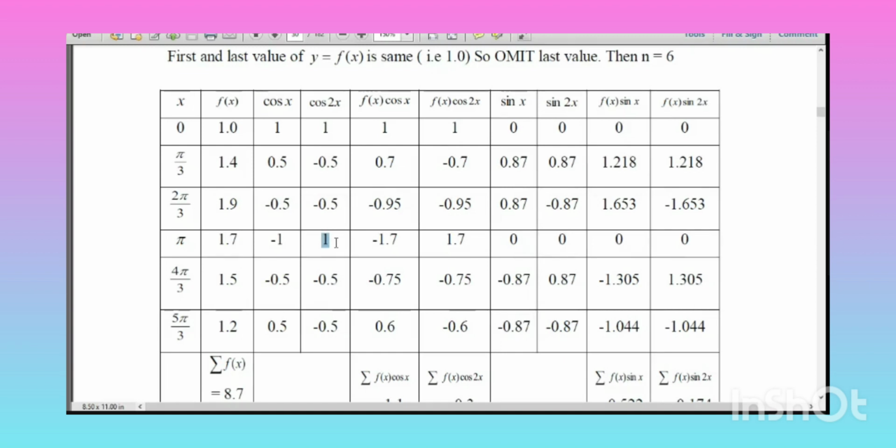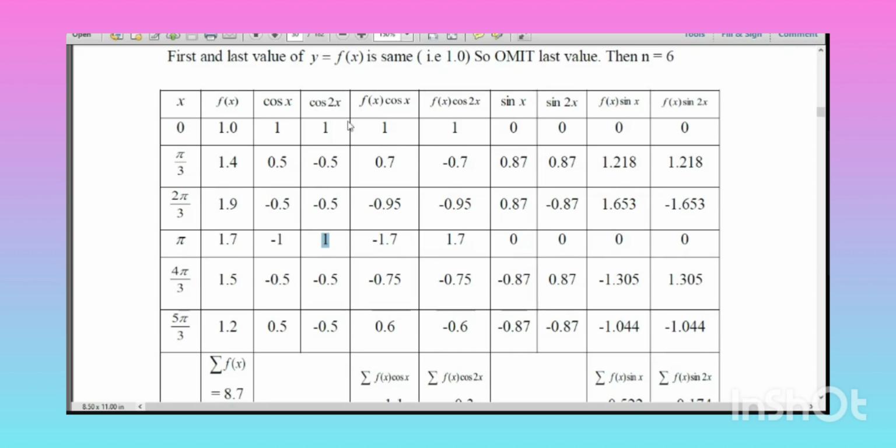181, sir. Cos 2 pi is 1. Because in the Fourier series we already studied cos pi, cos 3 pi, cos 5 pi, these are minus 1. Cos 2 pi, 4 pi, 6 pi, 8 pi will be plus 1. Am I right? So cos 2 pi is plus 1.